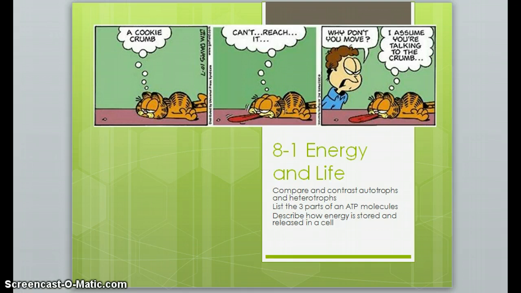Cells can't directly use energy from food because it would release too much energy all at once. So through a series of chemical reactions, a molecule called ATP is formed using the energy found in food. This is what life uses for energy.